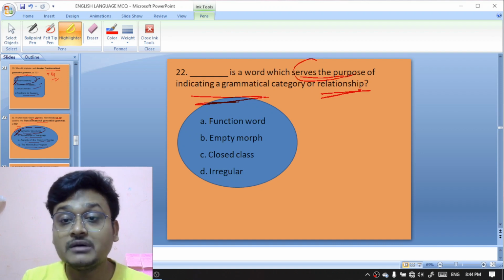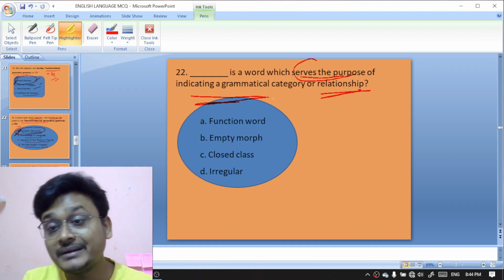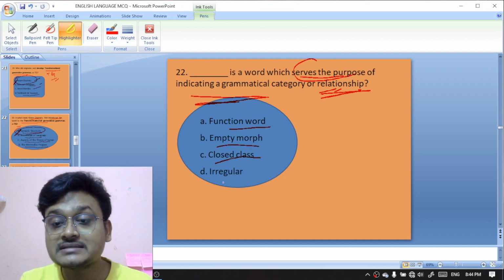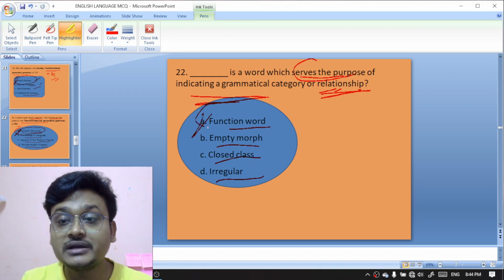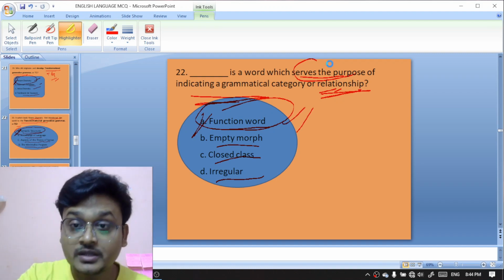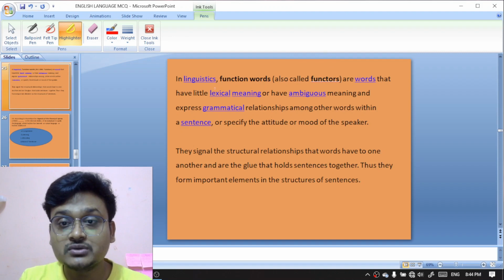Serves the purpose of indicating a grammatical category or relationship. Function word, empty morph, closed class, irregular. So a function word is a word which serves the purpose of indicating grammar category. Next question. Let's look at this explanation here.